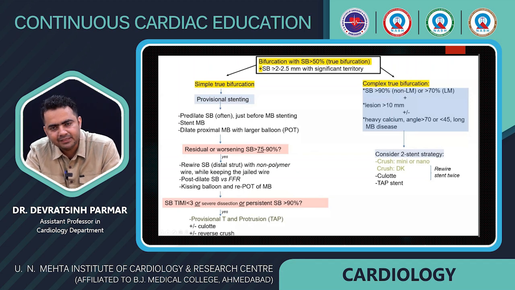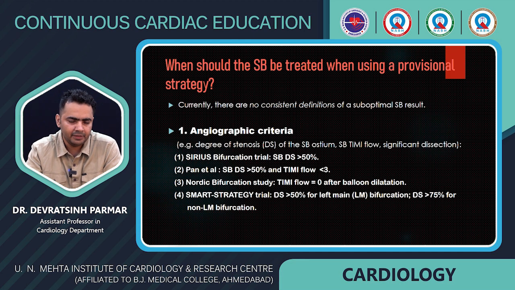And in a complex PCI, complex bifurcation PCI, as we already discussed, here upfront you have to undergo a 2 stent strategy, either DK crush, Culotte, or mini crush techniques.